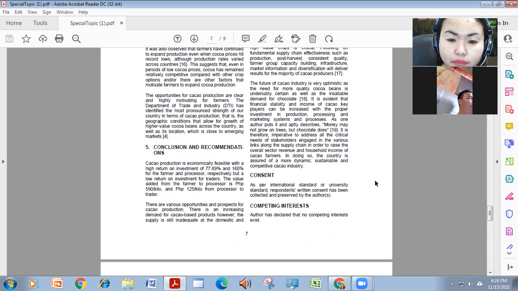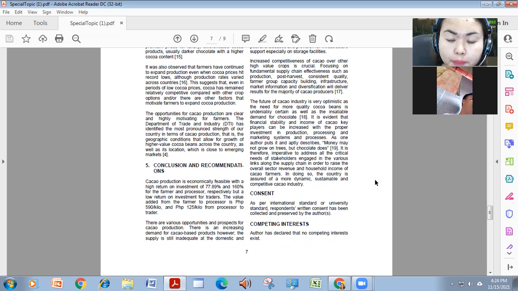Increase competitiveness of cacao over other high value crops in the sector, focusing on the fundamental supply chain effectiveness such as post-harvest, consistent quality, farmers group capacity building, infrastructure, market information and diversification will deliver results for the majority of cacao producers.